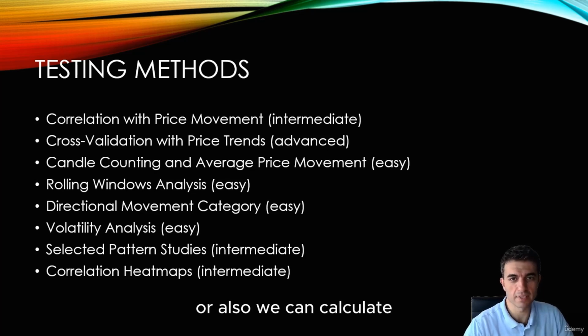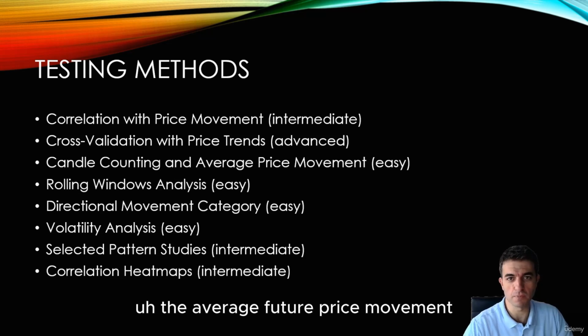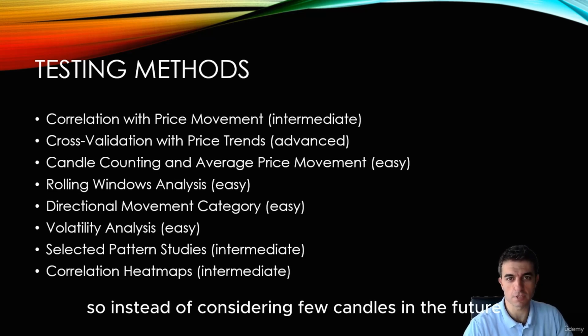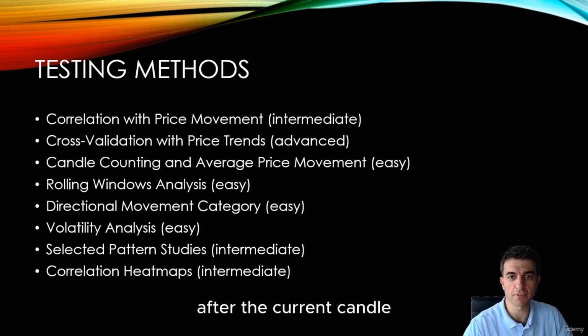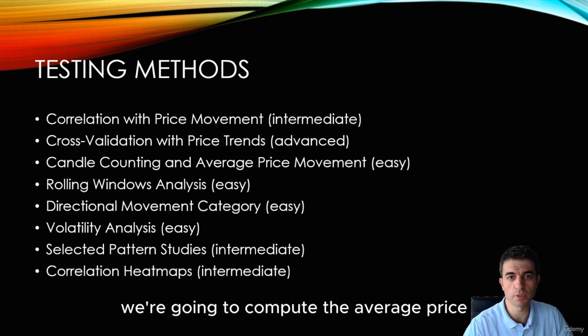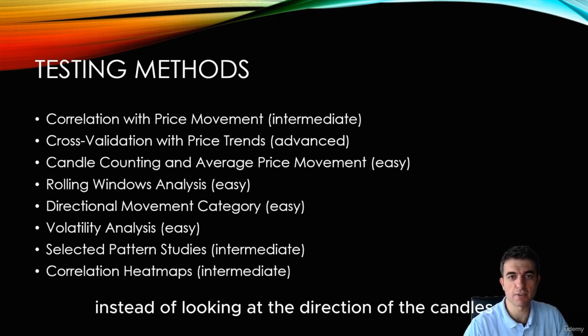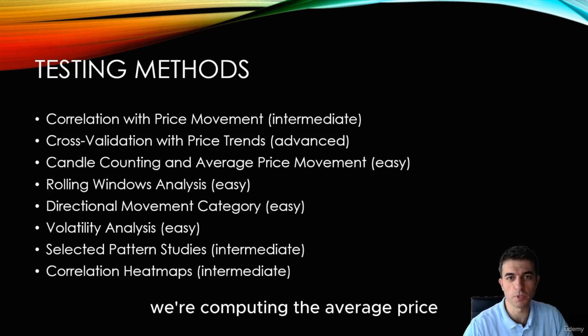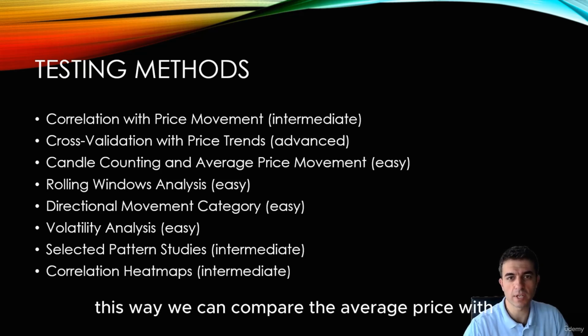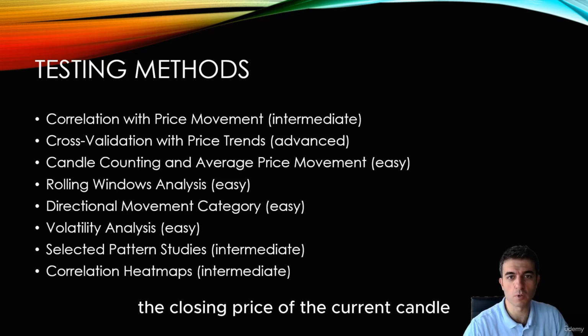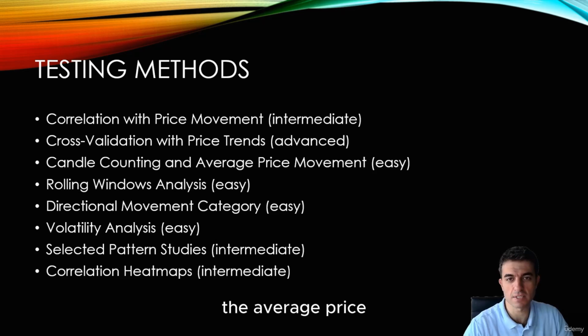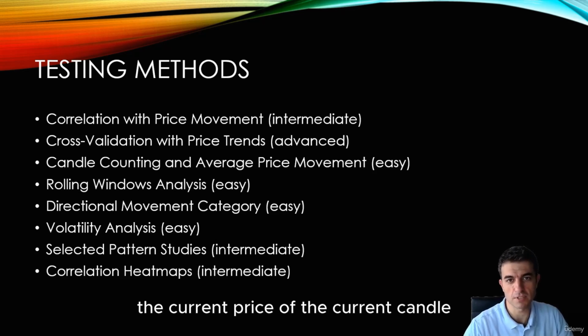Or also we can calculate the average future price movement for each technical indicator scenario. So instead of considering a few candles in the future, or subsequent candles after the current candle, we're going to compute the average price of the next 5 or 6 candles. So instead of looking at the direction of the candles, we're computing the average price. This way we can compare the average price with the closing price of the current candle, and we can have an idea if the average price of the future candles is above or below the current price of the current candle.